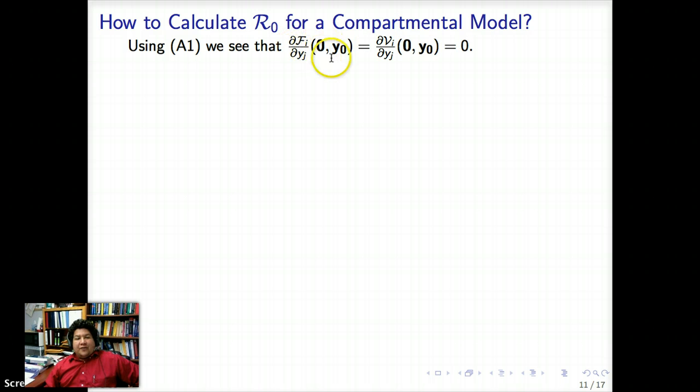So we can see that when we evaluate this partial derivative of f with respect to y, remember y are the variables for non-disease compartments, that partial derivative evaluated disease-free is vanishing, is equal to 0, and so is the partial derivative of v with respect to the non-disease variables. Also evaluated disease-free, then they become 0.